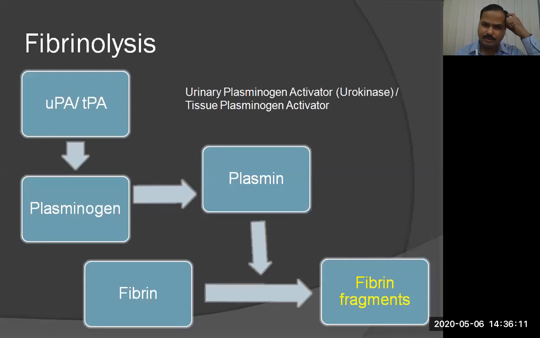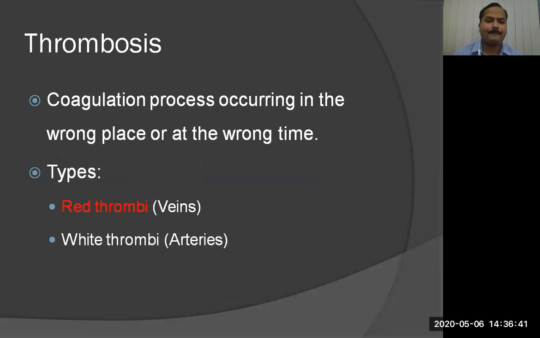Then we talk about fibrinolysis. How does it occur? The urinary plasminogen activator or urokinase is there, and the tissue plasminogen activator is present, which activates the plasminogen, which converts to plasmin, and this plasmin converts fibrin to fibrin fragments. So this is an enzyme which breaks down the fibrin to fibrin fragments, hence causing the fibrinolysis.